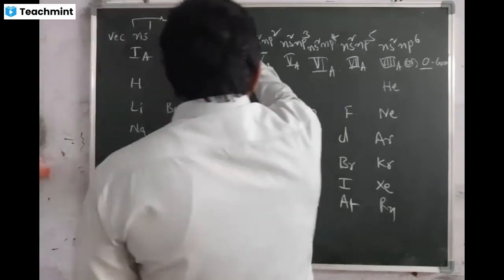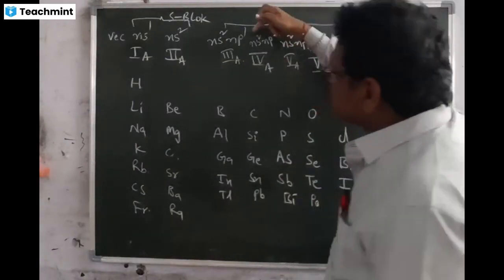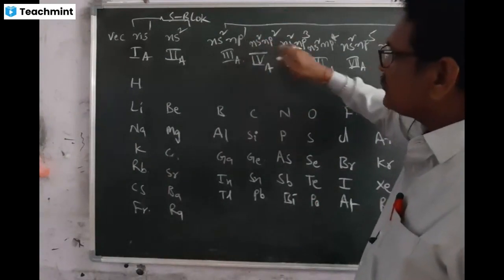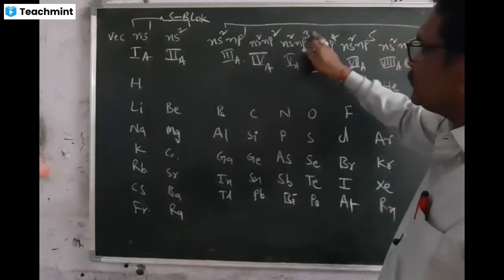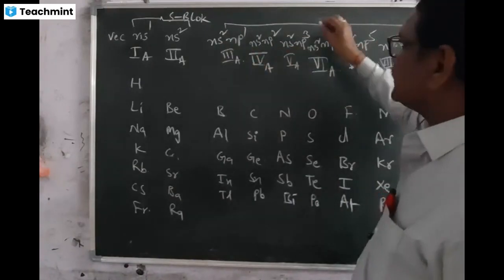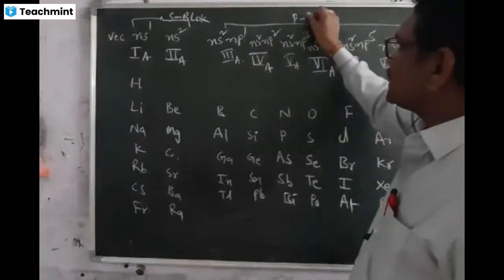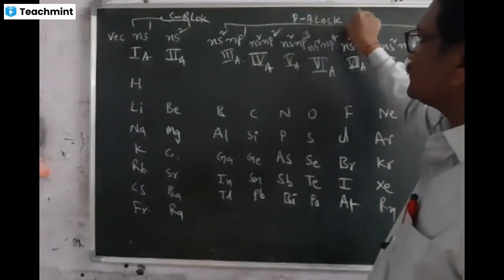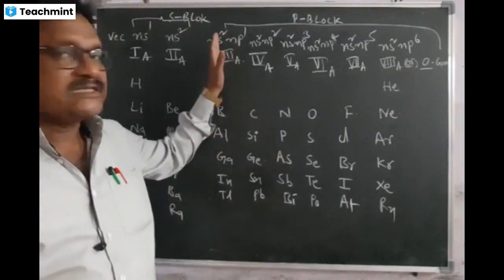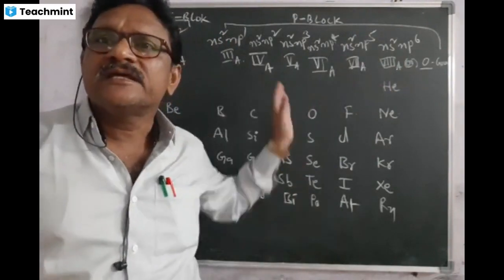So from the third A group up to the zero or 8 group, the last coming electron enters into the p orbital, into p1, p2, p3, p4, p5, p6. That's why these six groups, from third A to 8A or zero, are called p block. Remember this. The first two are s block, and the groups from third A to 8A are p block.